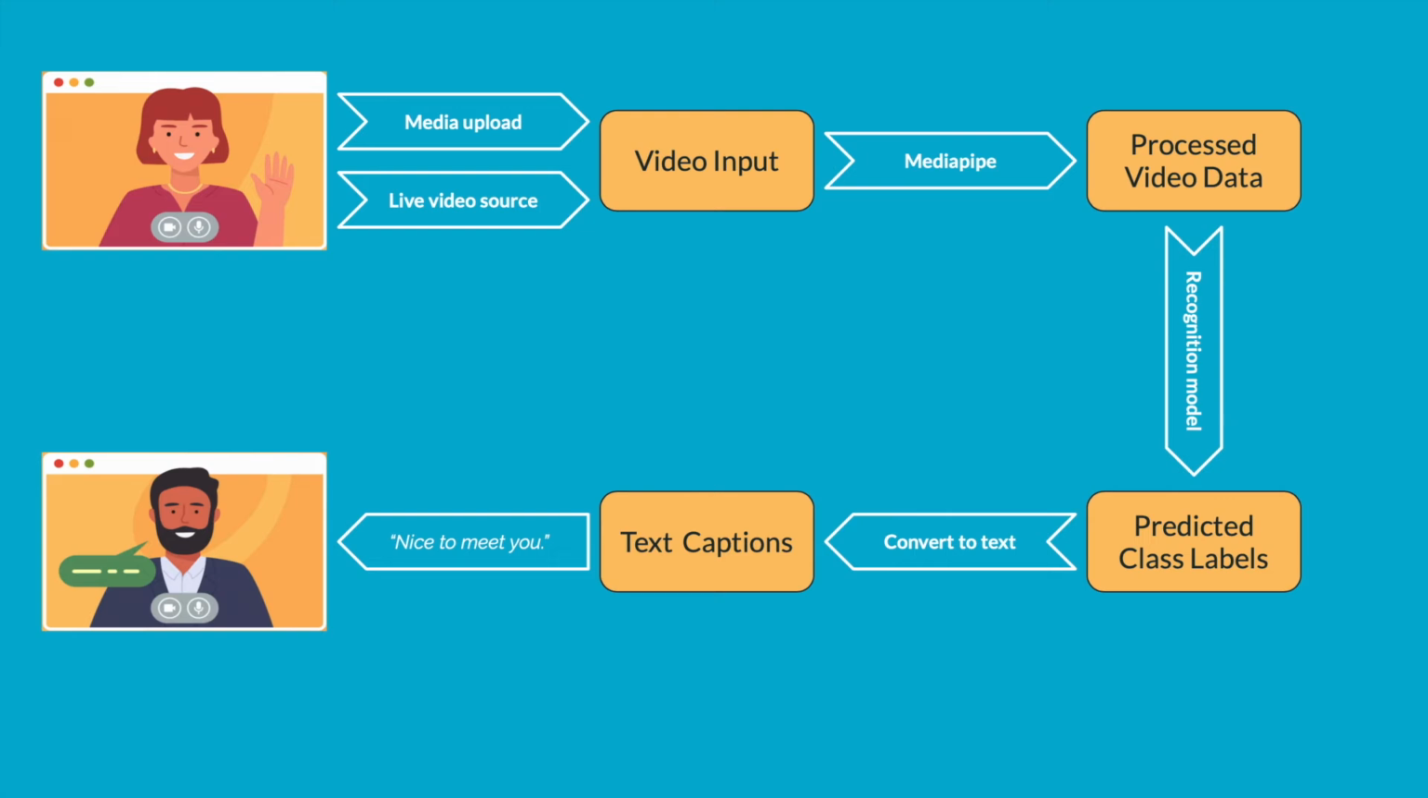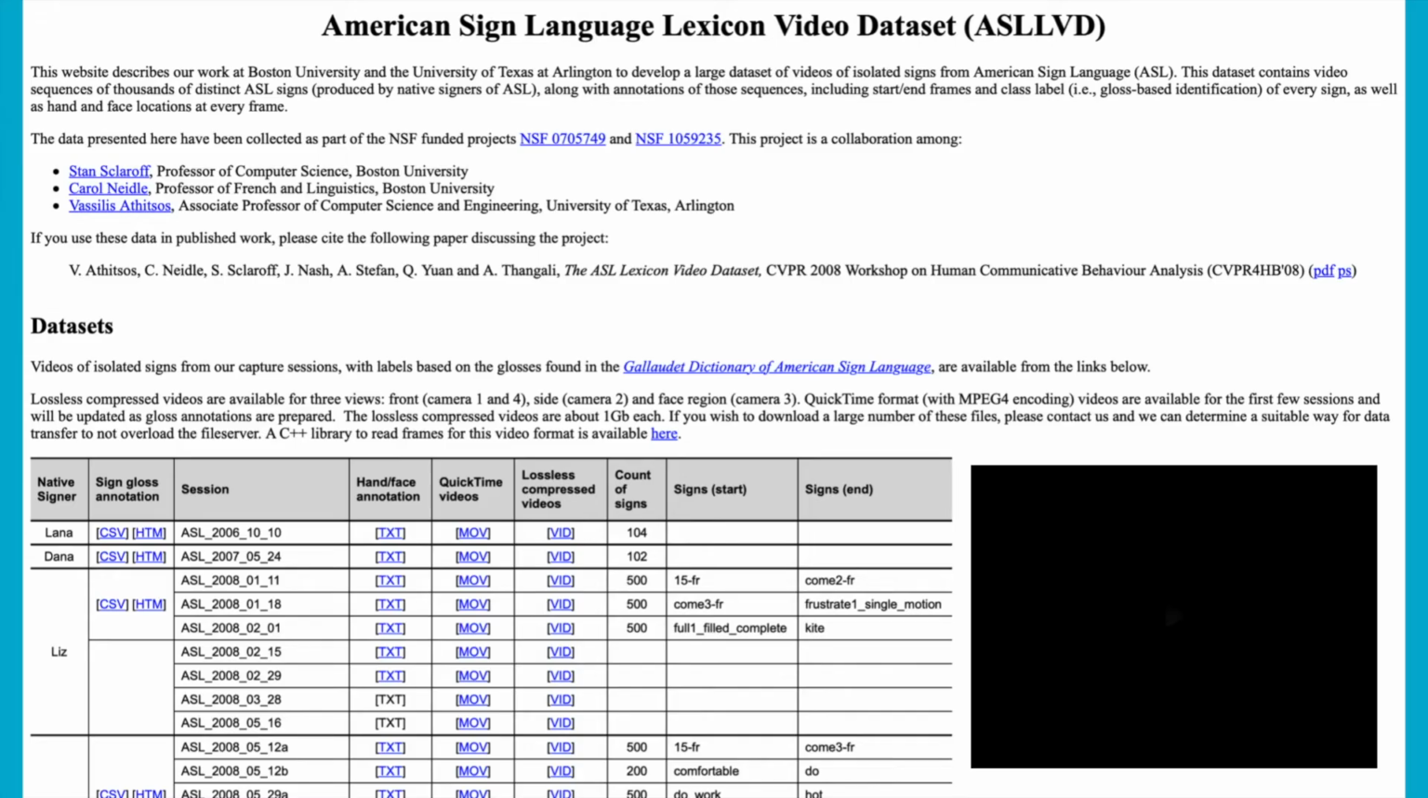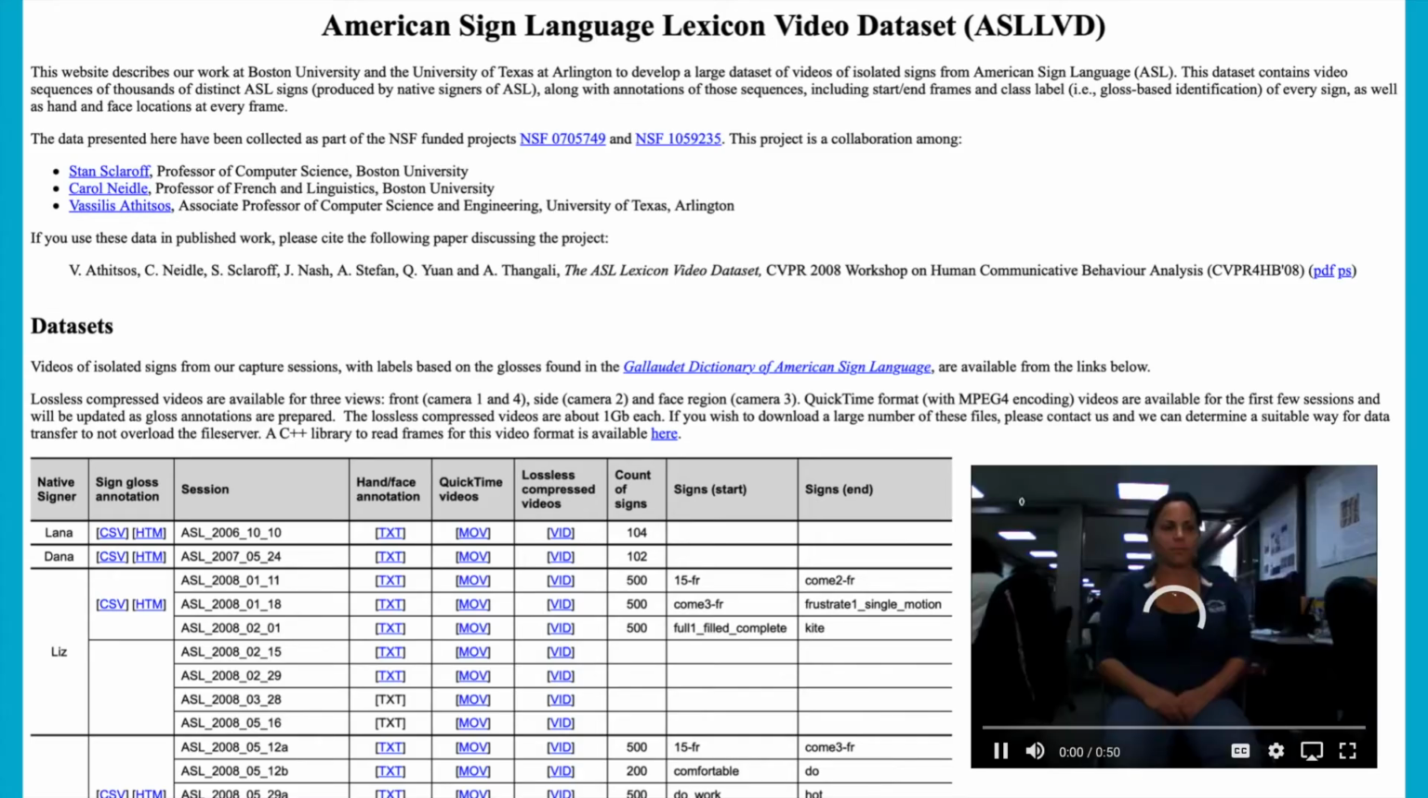Let's talk more about the recognition model. This is the training dataset I will be using. The dataset contains video sequences of thousands of distinct ASL signs produced by native signers of ASL, along with annotations of those sequences. You can see an example of a video here.